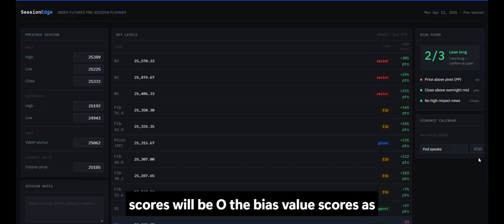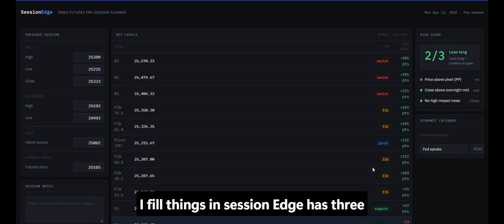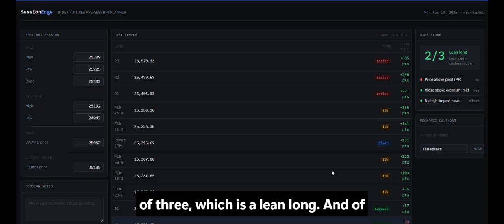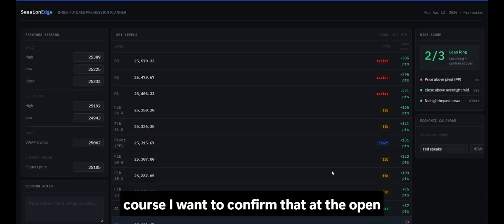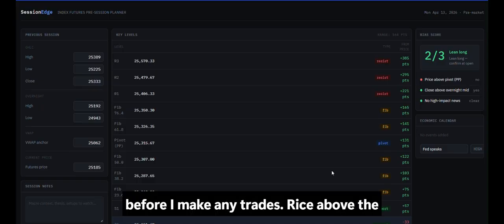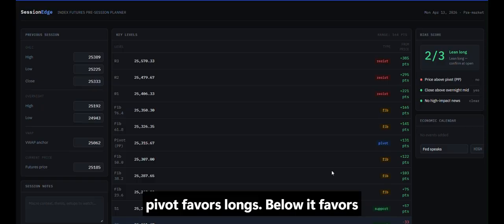So the bias value scores as I fill things in. Session Edge has 3 checks: price versus the pivot, the overnight range, and the economic calendar. Right now, I'm getting a 2 out of 3, which is a lean long. And of course, I want to confirm that at the open of the market with the price action before I make any trades. Price above the pivot favors longs, below it favors shorts.